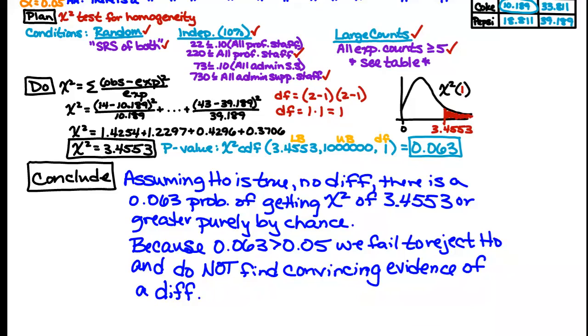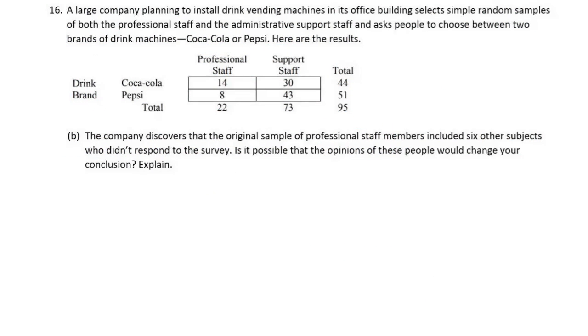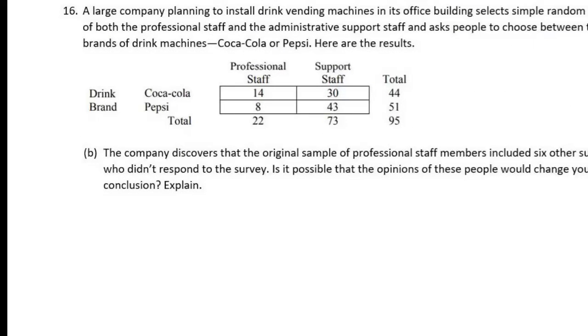All right, part B. Part B says that we had 6 other professional staff members who didn't complete the survey. And I want to know if they had completed the survey, would that change our conclusion at all? So we're going to make 2 extreme assumptions, and we're going to see if either of those extremes would lead to a different conclusion. So the first thing that we are going to assume is that all 6 chose Coca-Cola.